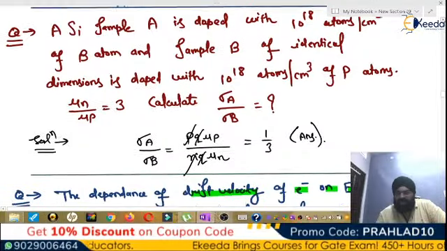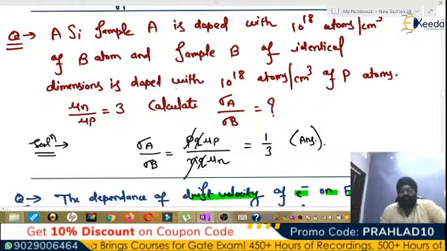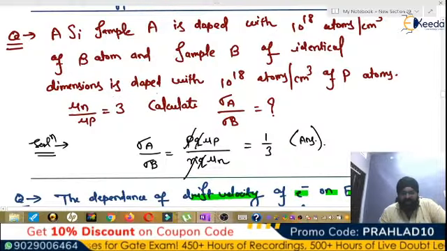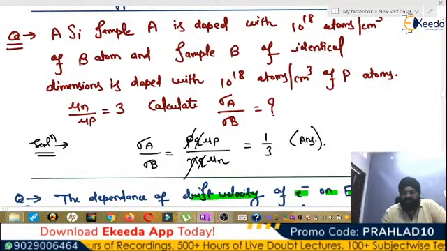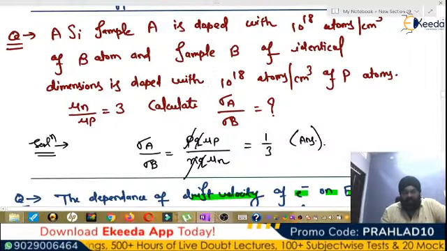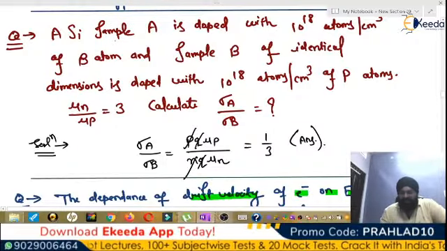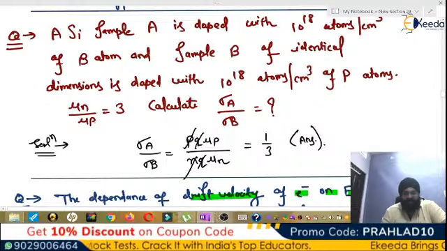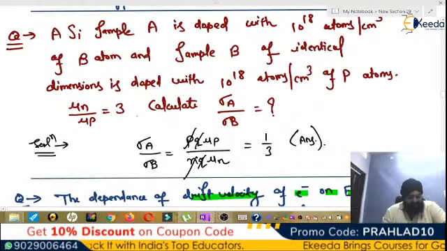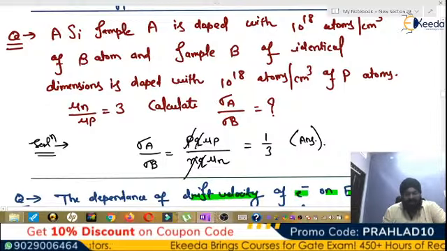is doped with 10^18 atoms per centimeter cube of boron atoms, and sample B of identical dimensions is doped with 10^18 atoms per centimeter cube of phosphorus atoms, right? So when we dope with boron atoms, the resultant semiconductor is p-type. When we dope with phosphorus atoms, the resultant semiconductor will be n-type. And the mobility ratio is also given, μn/μp is equal to 3. Then we have to calculate σA over σB.